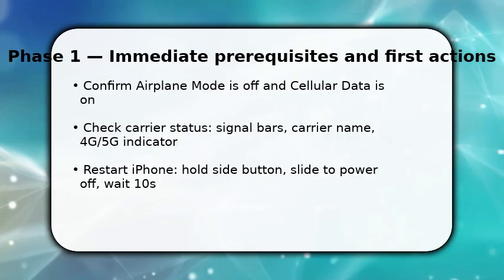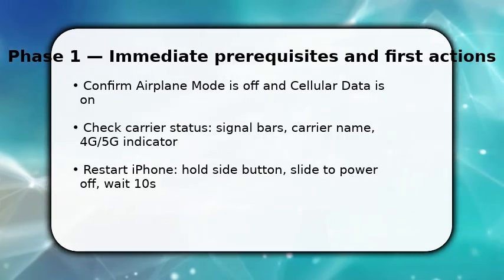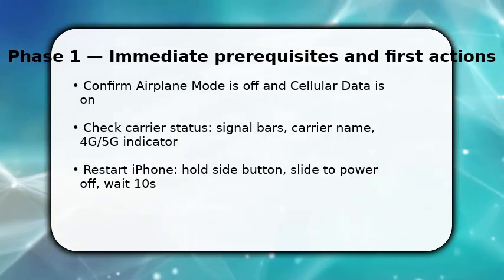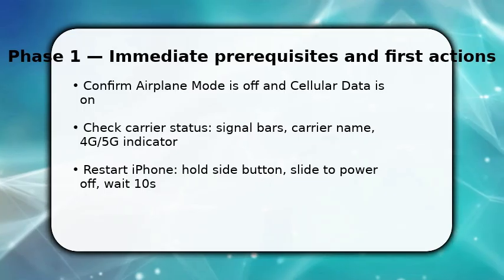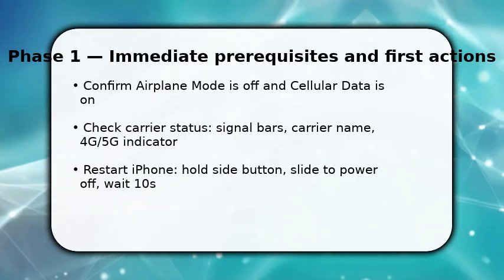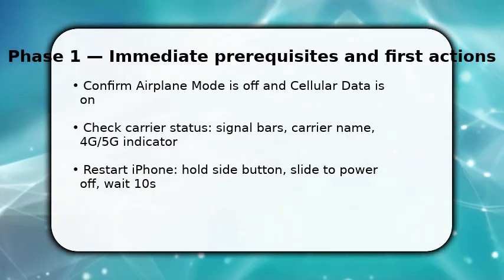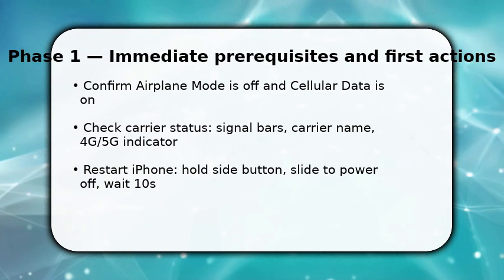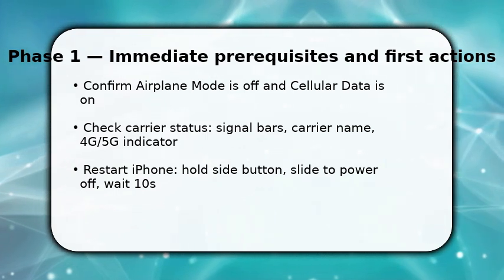Next, restart the phone, hold the side button and slide to power off. Wait 10 seconds, then power back on. This clears transient software glitches and forces a fresh network registration. Once done, glance at signal bars and the carrier label so you know whether to proceed to SIM and network steps.